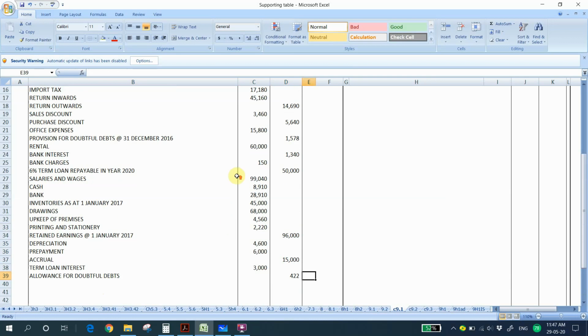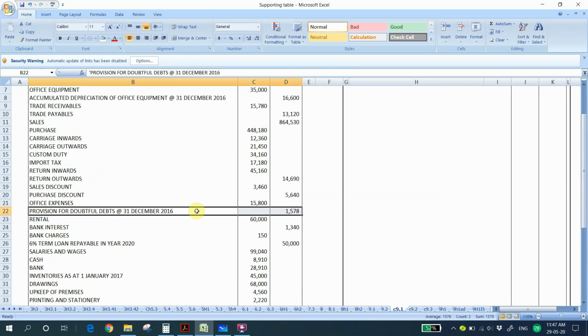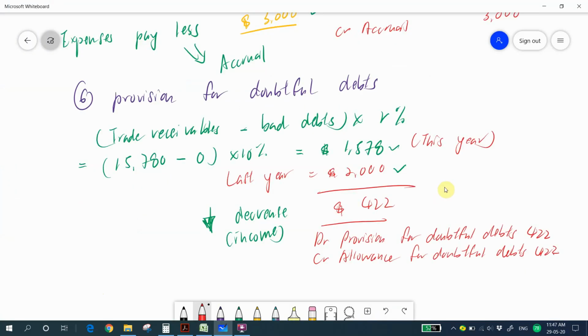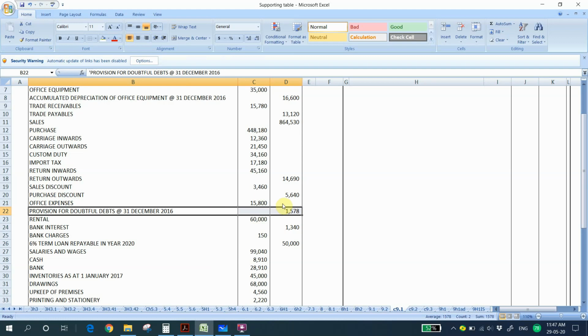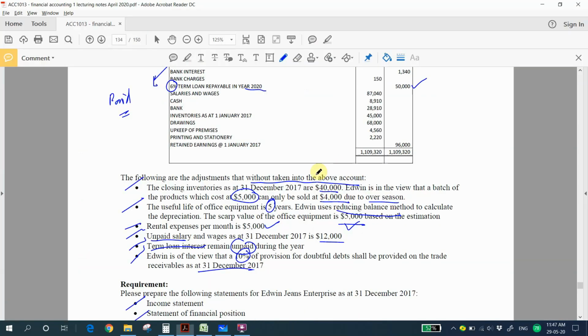And this is very important for you to check. Your adjusted amount for your provision for doubtful debts in your trial balance must equal this year's balance. I repeat, the provision for doubtful debts in your trial balance must equal 1,578, equal to your working. So it means that you have calculated correctly. So we have completed all the adjustments, and let's take a break.